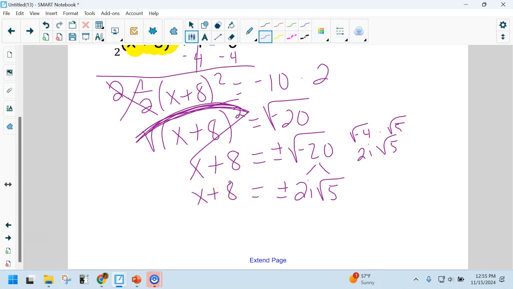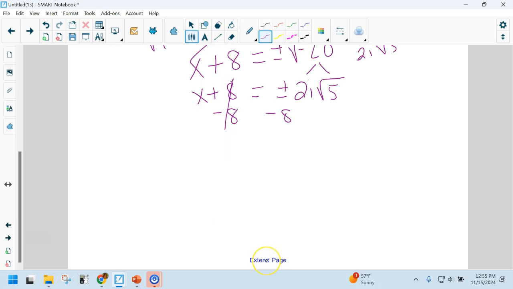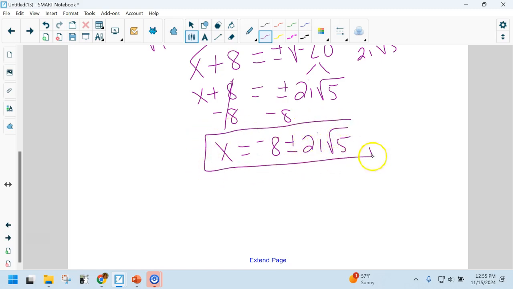But x has to be by itself, so I want to take away 8 from both sides. And again, when I take away 8 from both sides, I can't really take the 8 away from that whole big ugly mess. So I like to write it up front. -8 is just the first thing I have, plus or minus 2i√5. And that is your answer there.